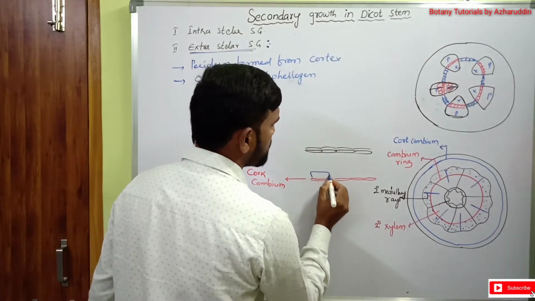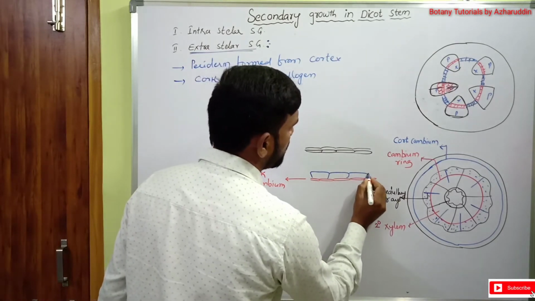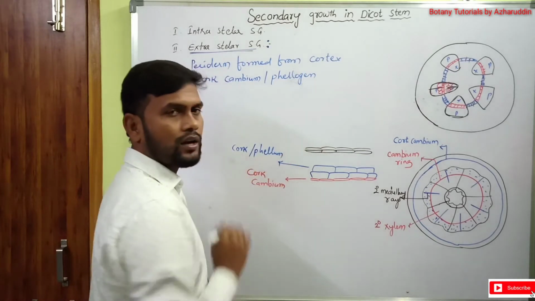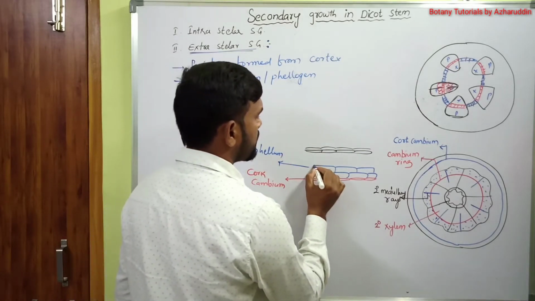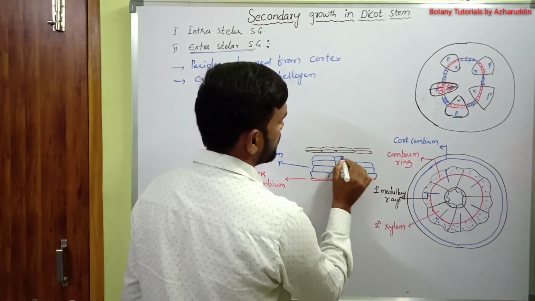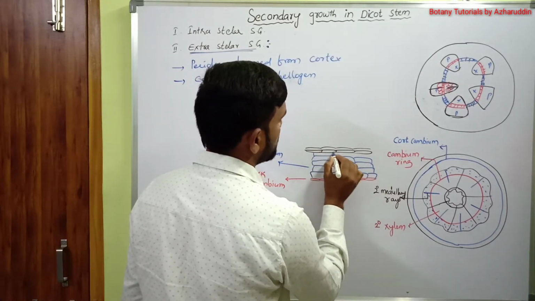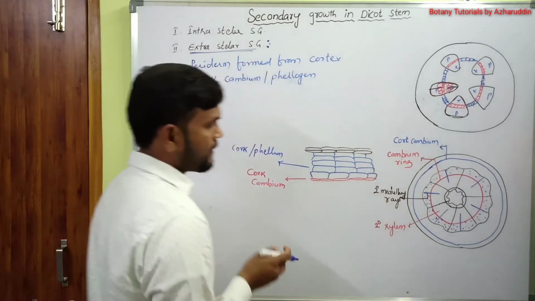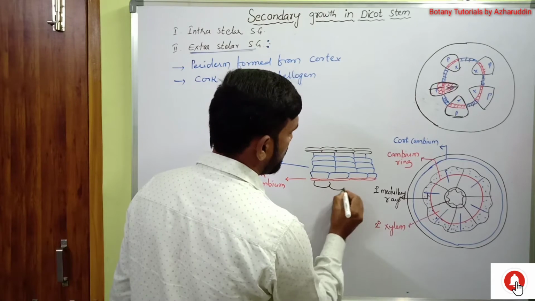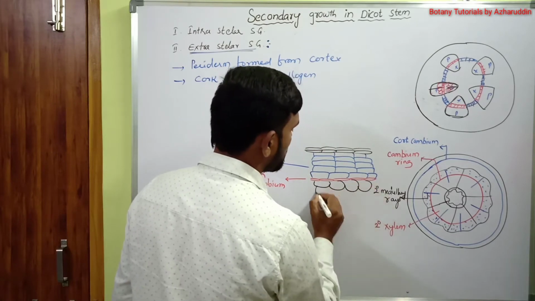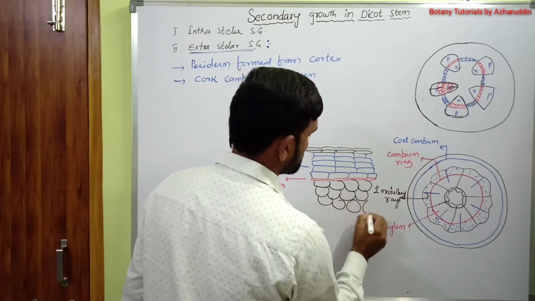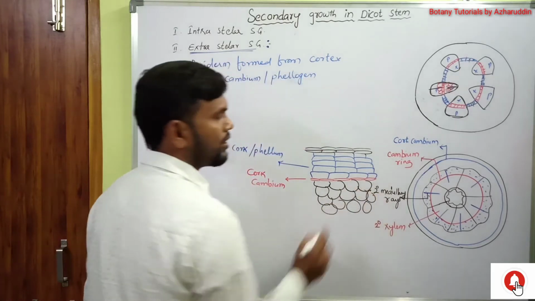The cells which are produced on the outer side are called cork or phellum. The cork cells are cuboid or rectangular in shape. The cells which are produced on the inner side of the cambium are called secondary cortex.